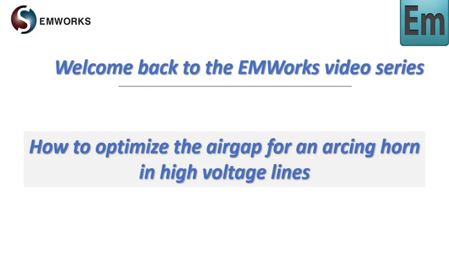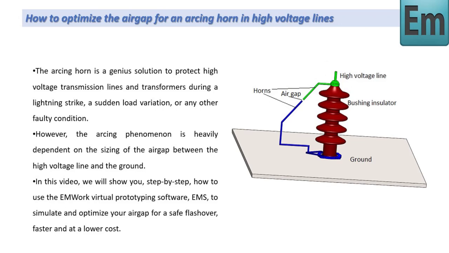How to optimize the air gap for an arcing horn and high voltage lines. The arcing horn is a genius solution to protect high voltage transmission lines and transformers during a lightning strike, a sudden load variation, or any other faulty condition. However, the arcing phenomenon is heavily dependent on the sizing of the air gap between the high voltage line and the ground.